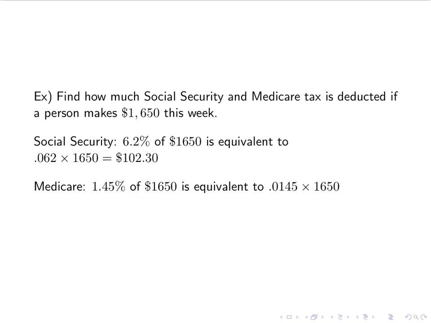Medicare is 1.45% of $1,650. So that's equivalent to 0.0145 times $1,650, which gives $23.93.